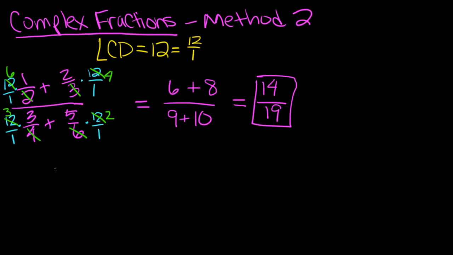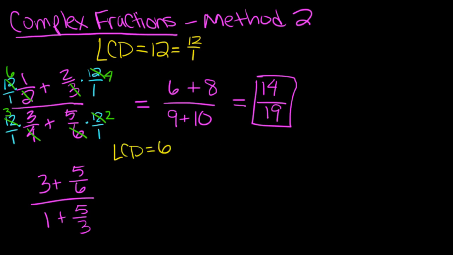Let's try the other problem that I did in the other video. This one will be a little bit different. 3 plus 5/6 over 1 plus 5/3. Now again, I ask myself, what is the LCD of all of the denominators in my problem? Well, 3 and 1 are not fractions. They're whole numbers, so they don't have denominators. So I don't even have to think about them. I just have to think about the 6 and the 3. So what's the LCD of 6 and 3? Well, that's simply 6. So now I will multiply everything in my fraction by 6.